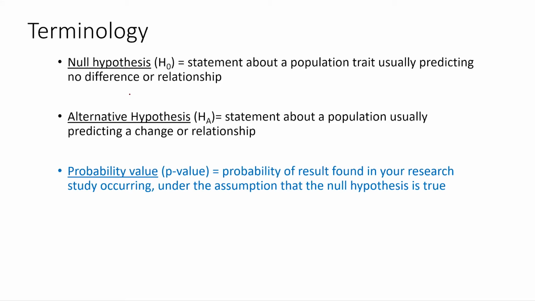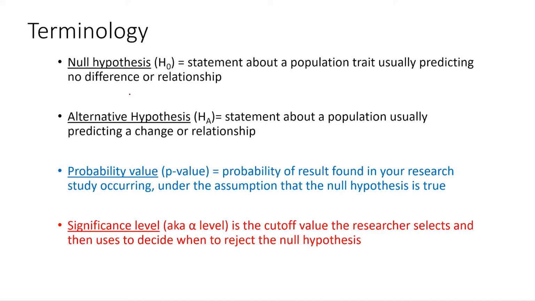We then have our probability, or p-value, which is the probability of a result found in your research study occurring under the assumption that the null hypothesis is true. So assuming that your population mean and your sample mean are from the same population, they are the same thing, how likely, what's the probability of getting the value that you got from your data?